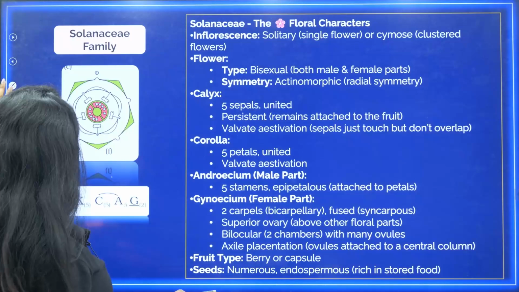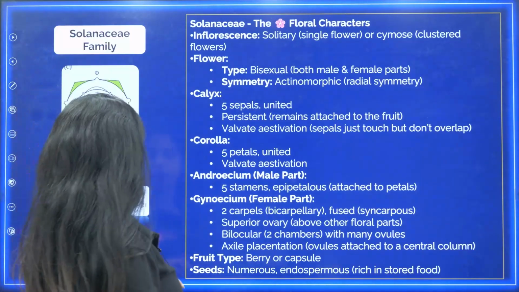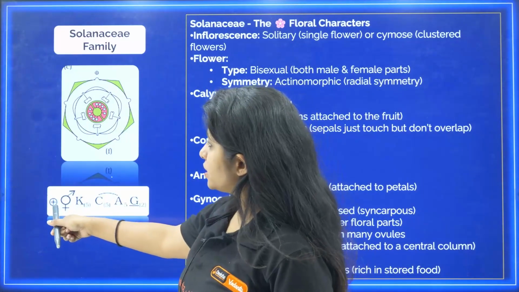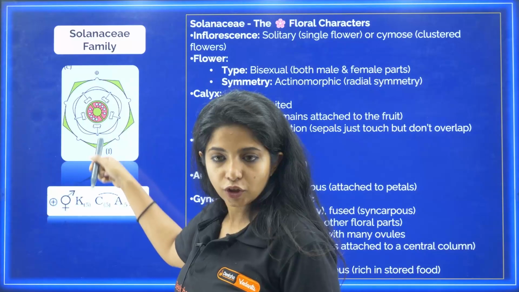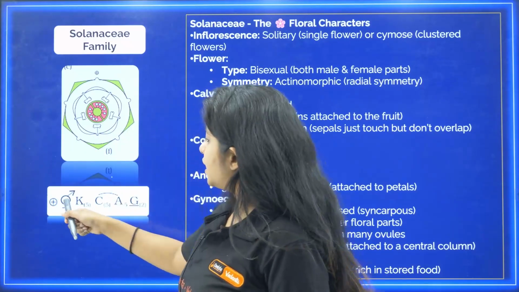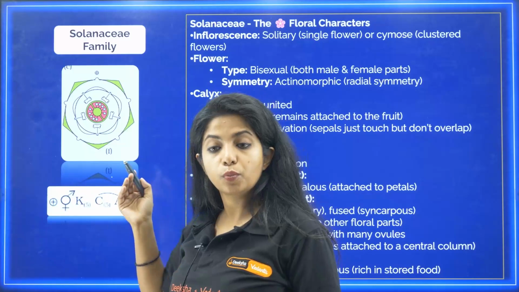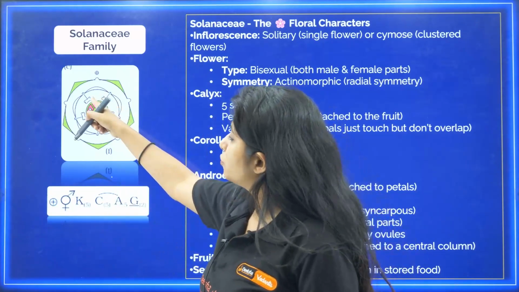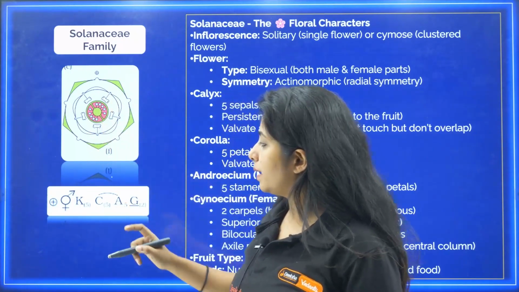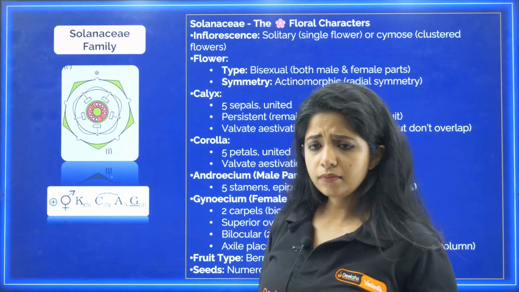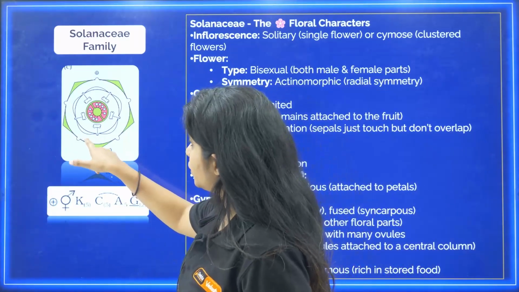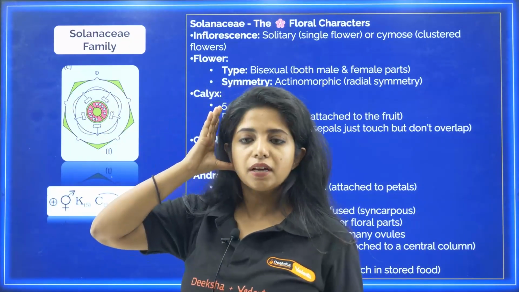So what do you understand from the floral diagram? Let's go and check that first. Over here, first this sign means they are actinomorphic. Now the plus and this sign mean they are bisexual. It has both the male and the female parts. Now the calyx, 5 of them are mentioned: 1, 2, 3, 4, 5. That means sepals are 5 in number.